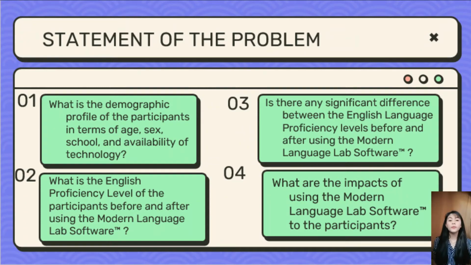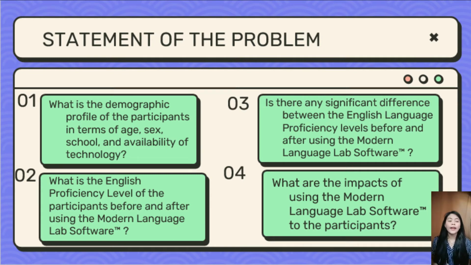For the statement of the problem, this study seeks to answer the following questions. First, what is the demographic profile of the participants in terms of age, sex, school, and availability of technology? Second, what is the English proficiency level of the participants before and after using the Modern Language Lab software?